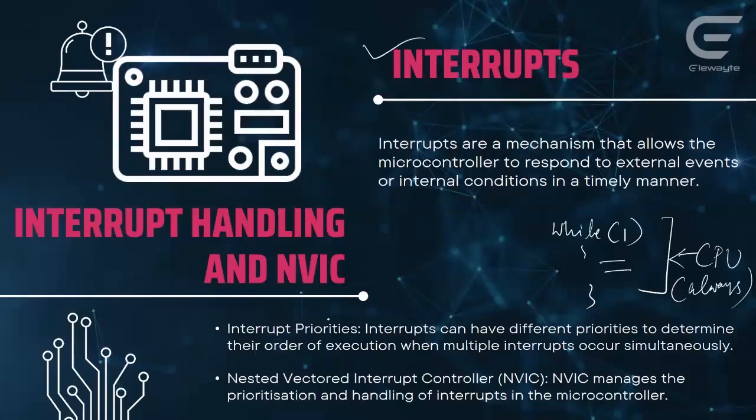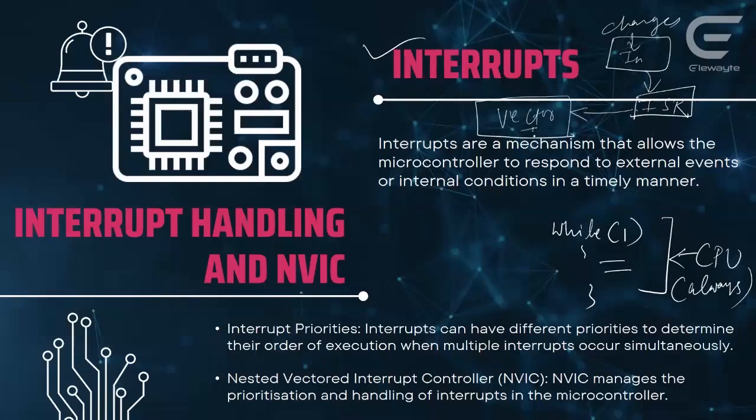So what happens? Interrupts are basically hardware. If some change happens, then the interrupt gets activated. For interrupts, there is something called interrupt service routines. Interrupt service routine addresses are mentioned in something called the vector table. So you just need to activate that ISR.